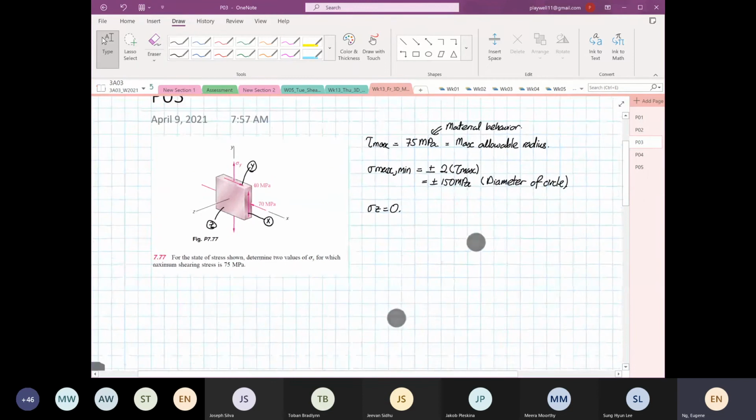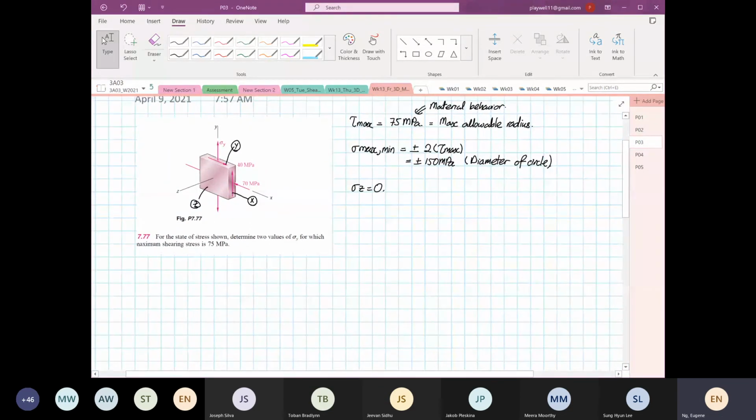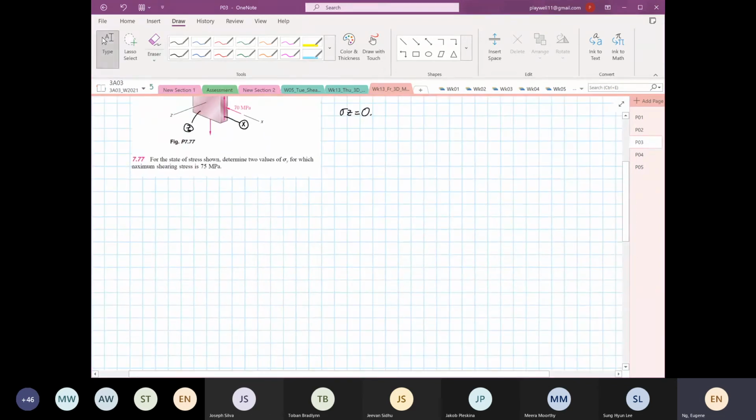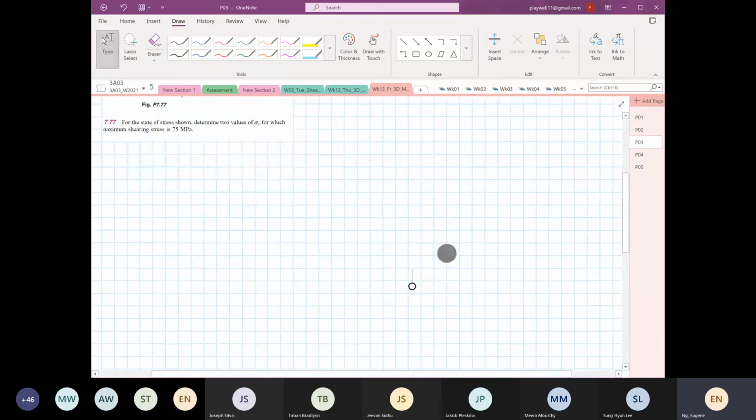So now we start constructing the Mohr circle. This question asks us what are the 2 possible values of stress Y. This question is uploaded onto Avenue to Learn, so if you want, you can go to Avenue to Learn and download it, where I draw the circle and do my scaling.